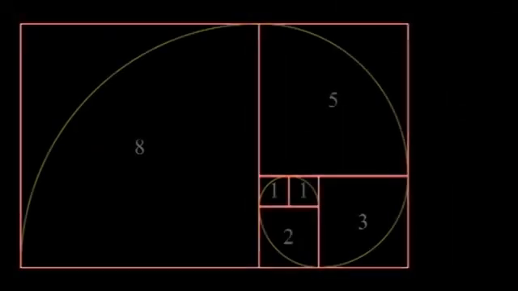Today I'm here to share with you about the Fibonacci sequence and spiral. The Fibonacci sequence is a series of numbers that go from 1 to 1 to 2 to 3 to 5 to 8 and then to 13 and 21 and on and on. In fact, it will continue like that forever.